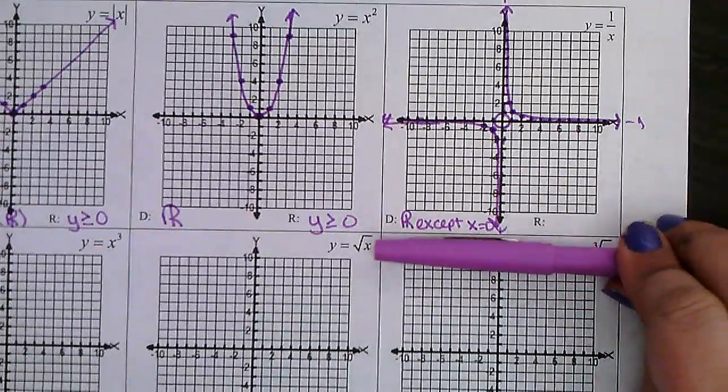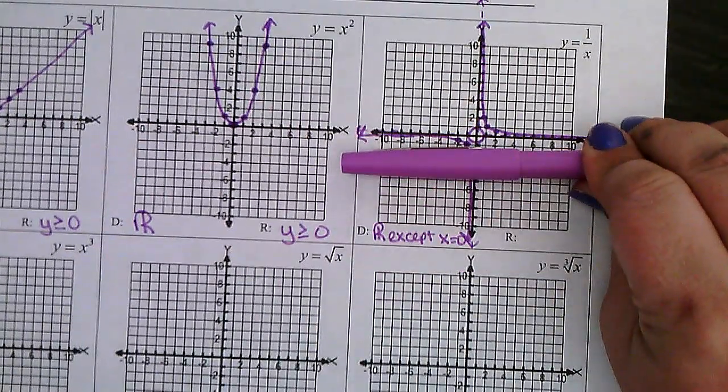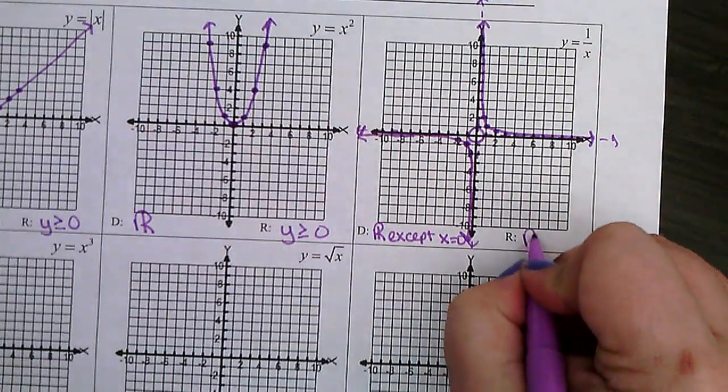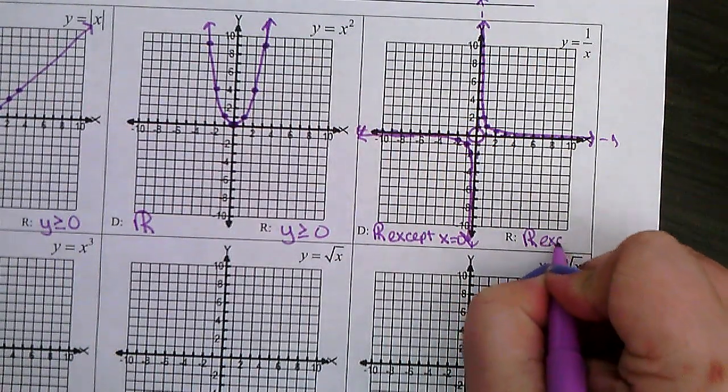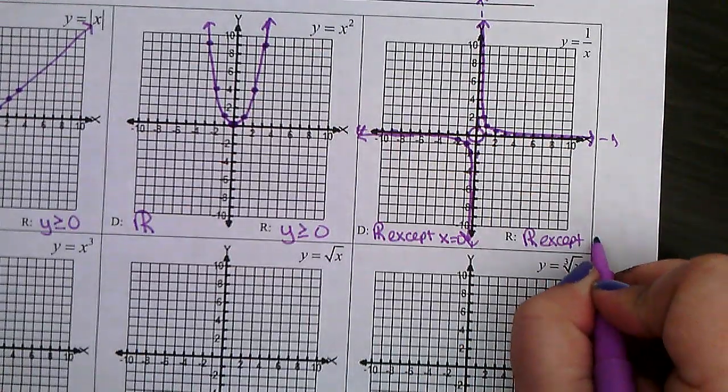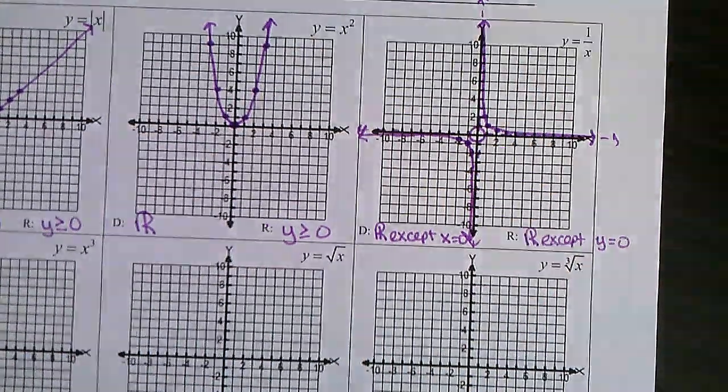A range does the same thing. I go from an arrow on the bottom, and then I have to jump over my asymptote. So range is also all real numbers except, in this case though, range is y, so except y equals 0.